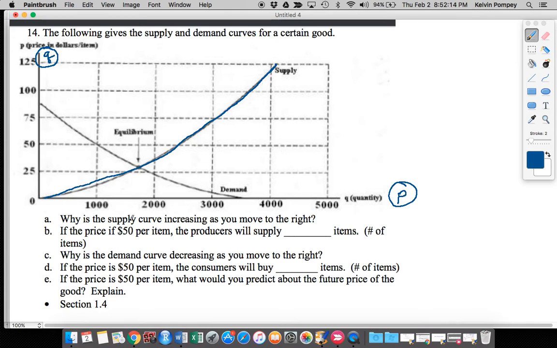But the reason why the supply curve is increasing is because as the price increases, meaning our graph goes up, our quantity should also increase, right? Sellers want to sell the most products at the highest price, basically. And so as price increases, so does the amount of product that the seller wants to sell. That's why it's increasing.